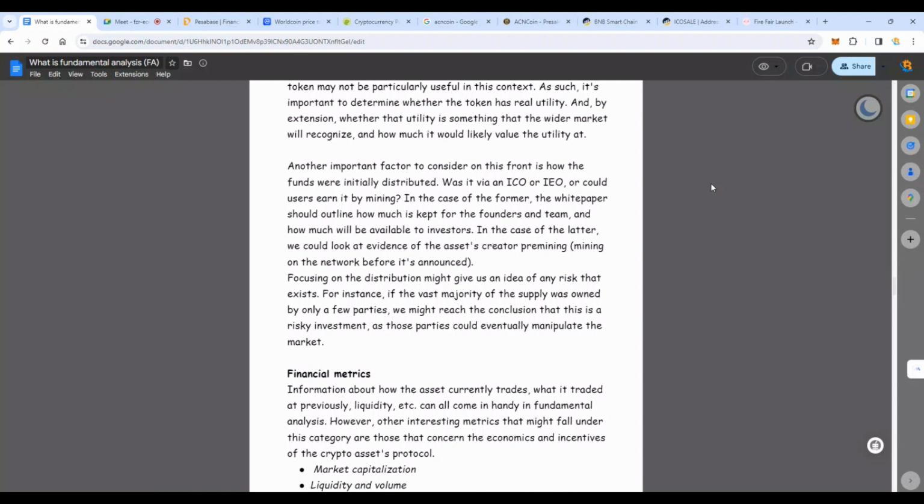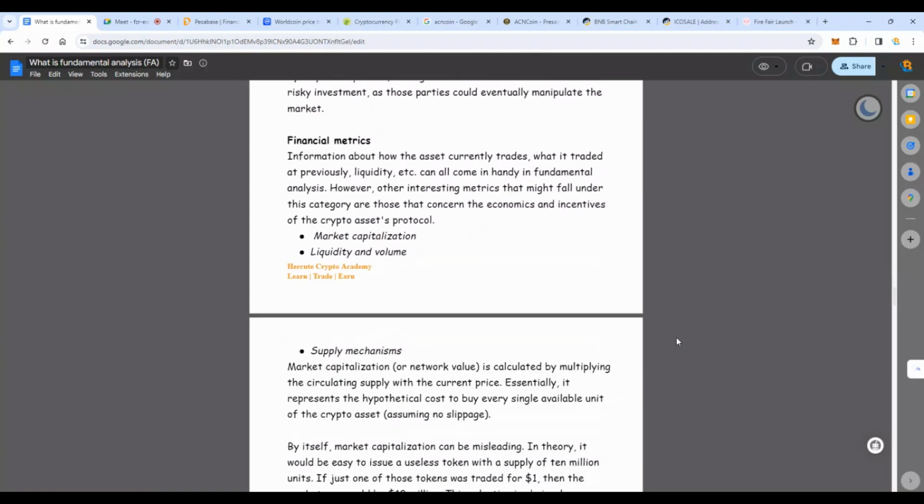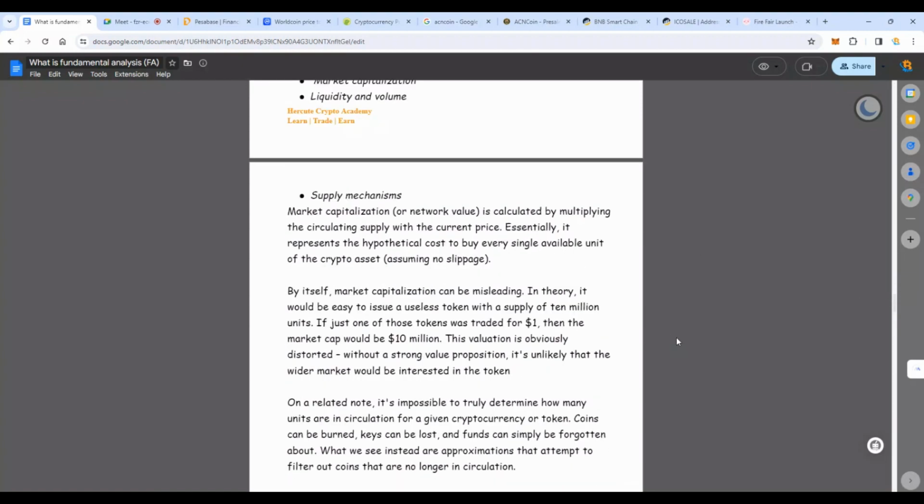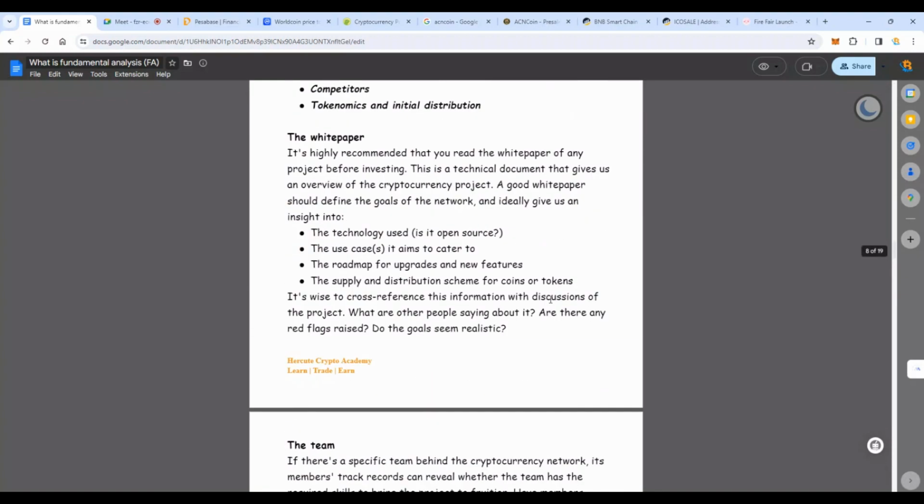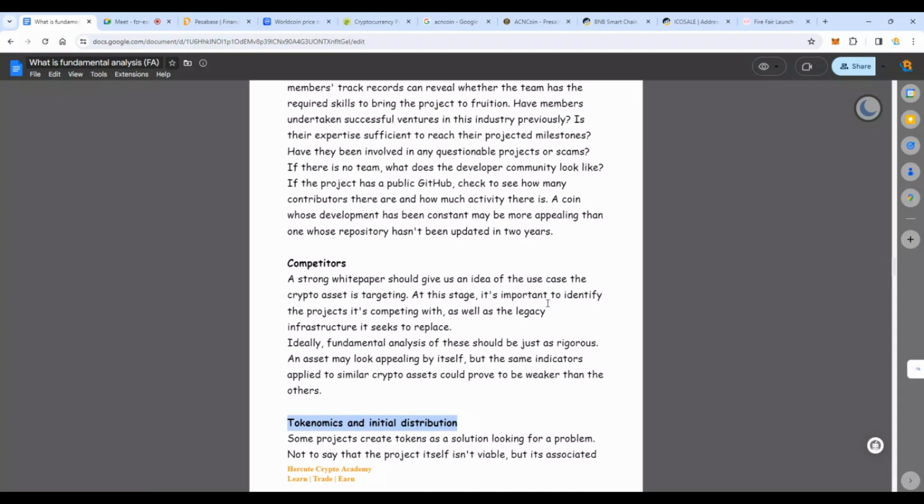Focusing on the distribution might give us an idea of any risk that exists, for example, with this project that we just looked at. For instance, if the vast majority of supply was owned by a few parties, we might reach the conclusion that this is a risky investment, as those parties could eventually manipulate the market. And that is basically what we have explained. And that is what the project metrics are about, okay?